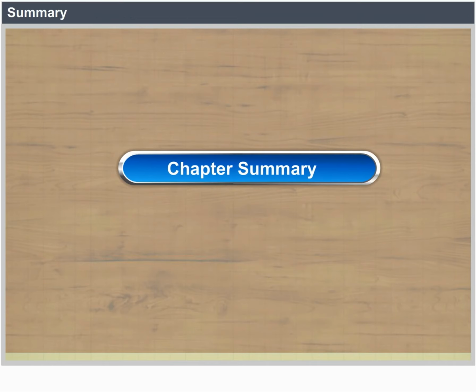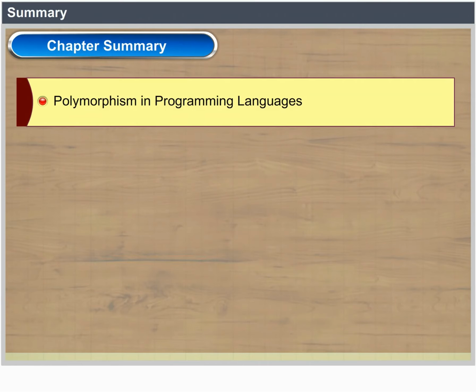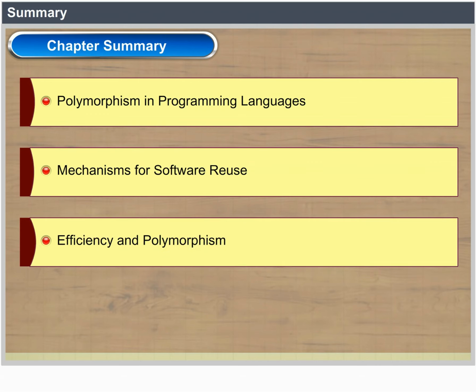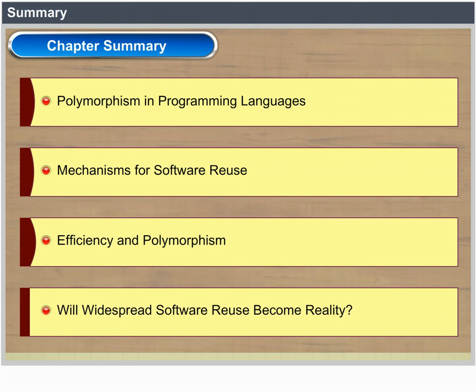Summary. Chapter Summary. Polymorphism in programming languages. Mechanism for software reuse. Efficiency and polymorphism. Will widespread software reuse become reality?